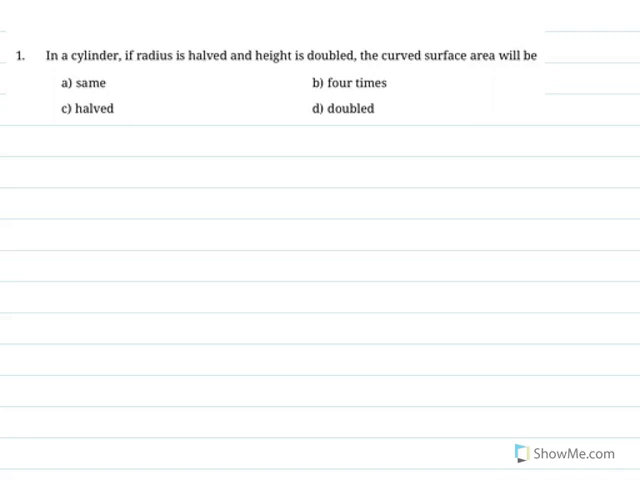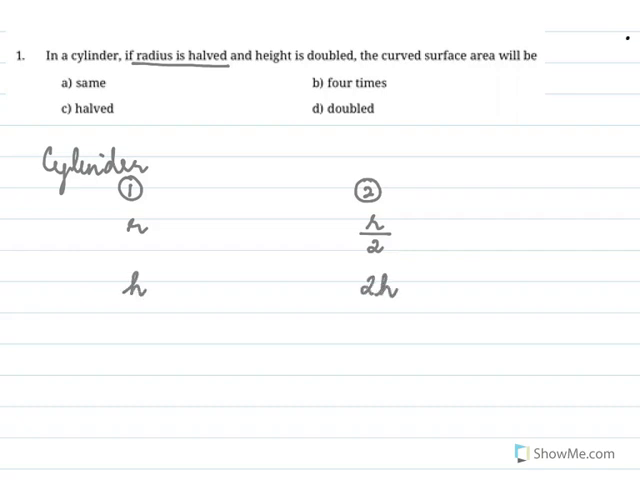In a cylinder, if radius is halved and the height is doubled, the curved surface area will be. Now here we have a cylinder and we have to find the curved surface area. Here they said the radius is half. So first is r and the other radius will be r by 2 because the radius is halved. And the height is doubled. So h, first case, second case 2h since the height is doubled.